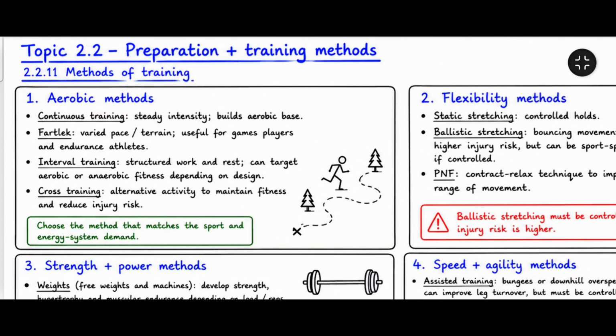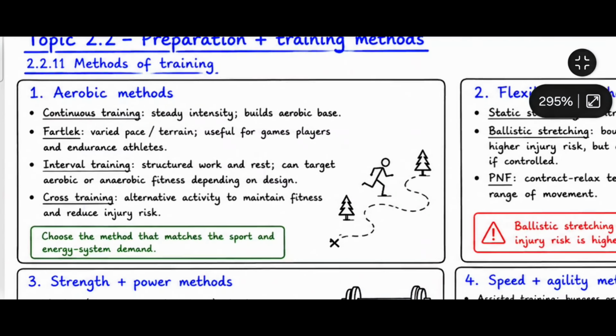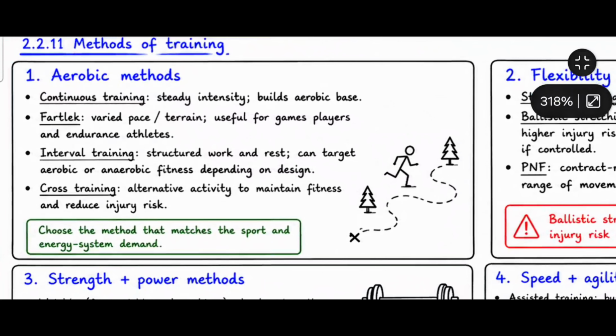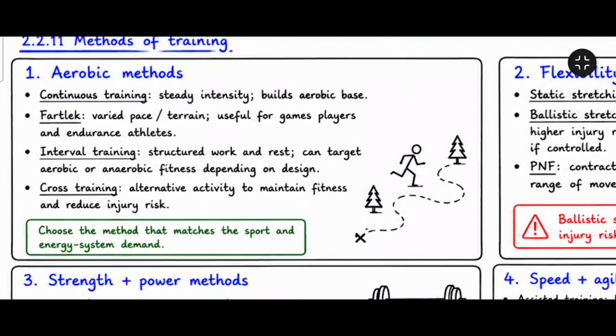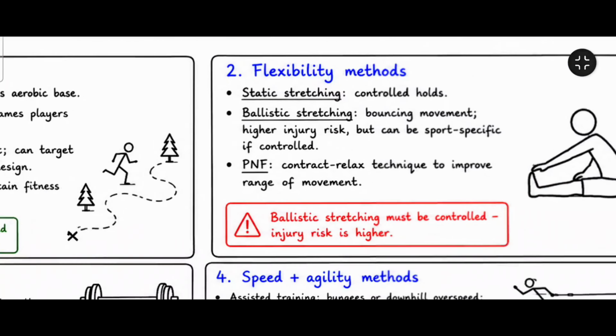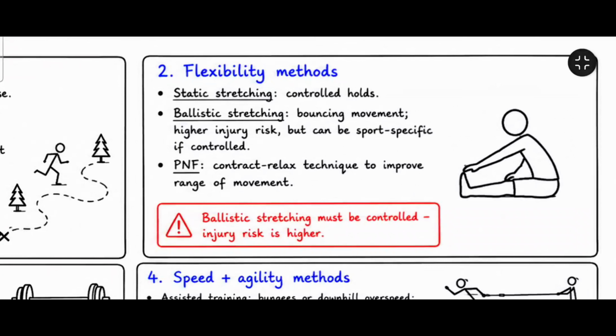Methods of training. Edexcel expects you to match methods of training to activities. So we're going to begin with aerobic methods. We've got continuous training, fartlek training, interval training, and cross training. The definitions of all of these are on the screen for you as well. Flexibility methods, we've got static stretching, ballistic stretching, and PNF.